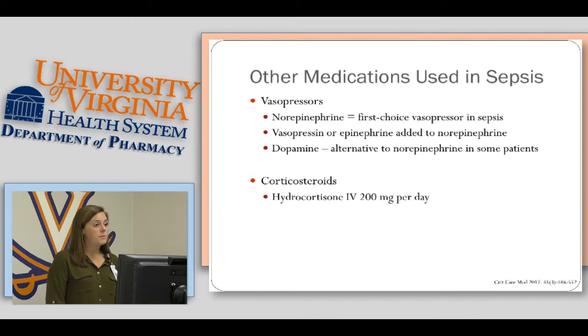And then dopamine can also be an alternative to norepinephrine in some patients who cannot maintain their blood pressure and require vasopressors. And then corticosteroids such as hydrocortisone can be given as well. And hydrocortisone is given at 200 milligrams per day in septic patients only if adequate fluid resuscitation and vasopressor therapy are able to restore hemodynamic stability in these patients.